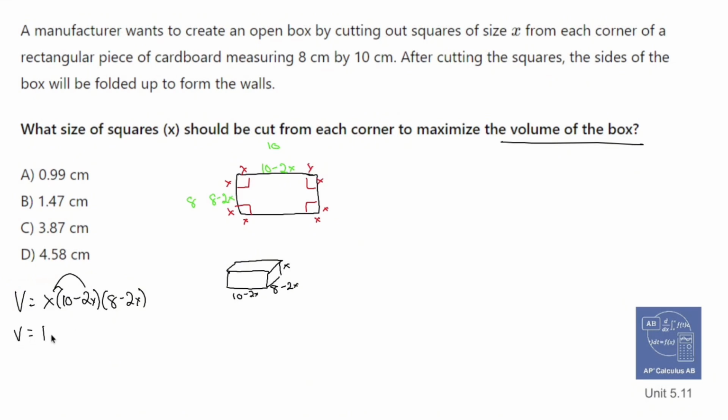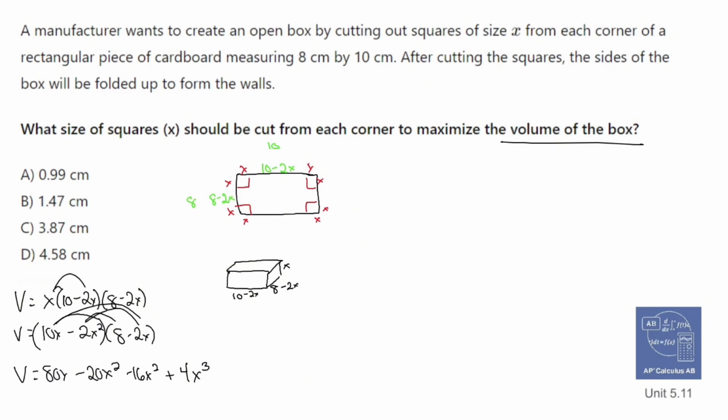Okay, so let's multiply stuff out. The volume is going to be 10X minus 2X squared times 8 minus 2X. Let's FOIL stuff out. 80X minus 20X squared minus 16X squared plus 4X to the third. And that's my volume formula.